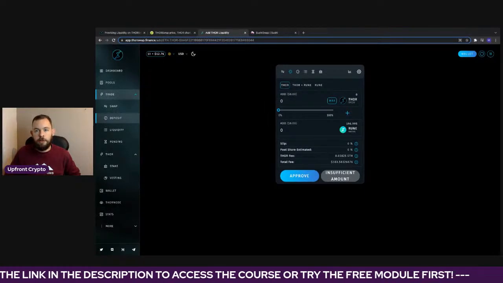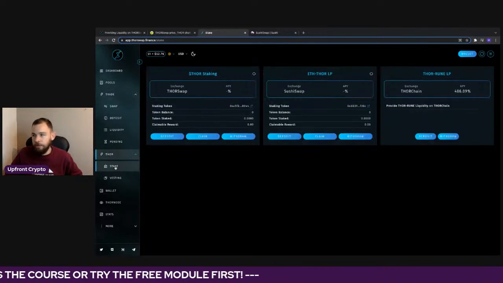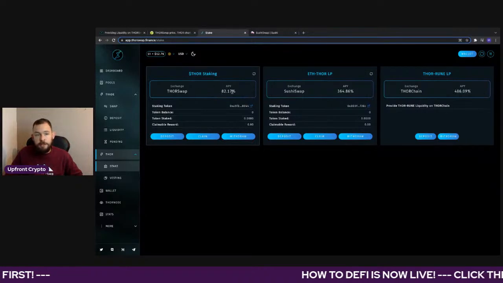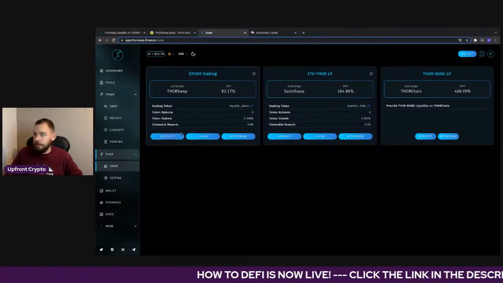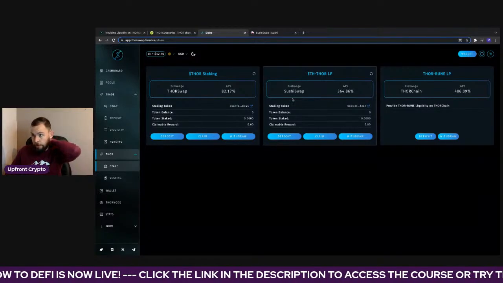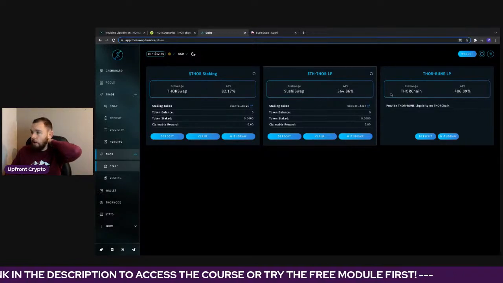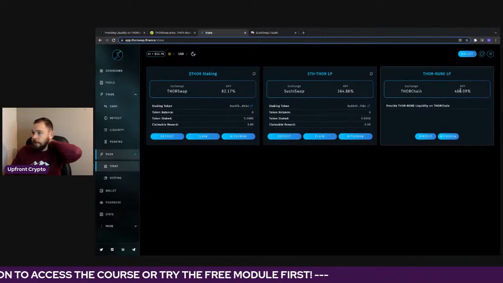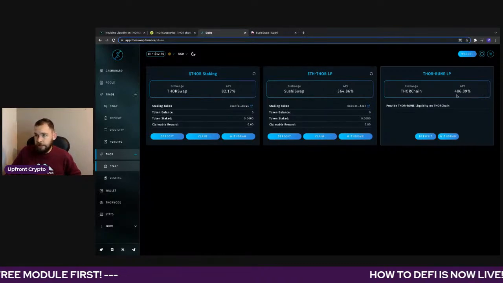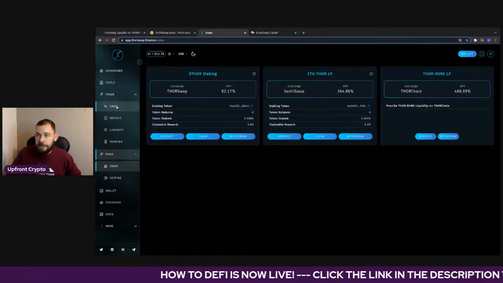So what I would recommend if you did want to do it is probably just stake it. If you go on the Thor section and go on stake, this is what you can do. You can stake Thor for 82% APY just by depositing it into this pool. You can do a different liquidity pool, so ETH and Thor with SushiSwap, and get 364% APY. Or you can do Thor and RUNE on the THORChain exchange, which is this, and get 486% APY.